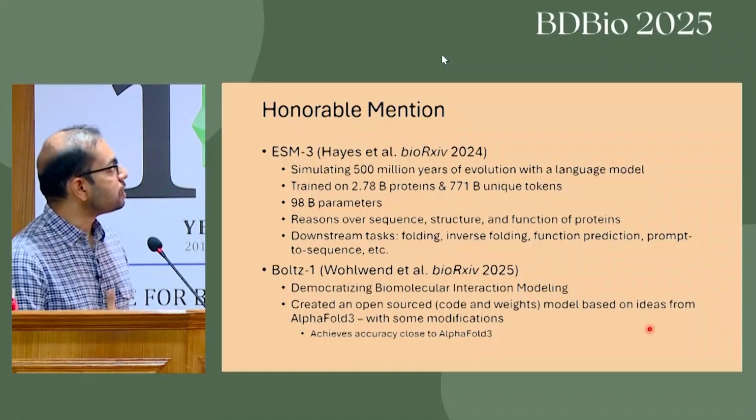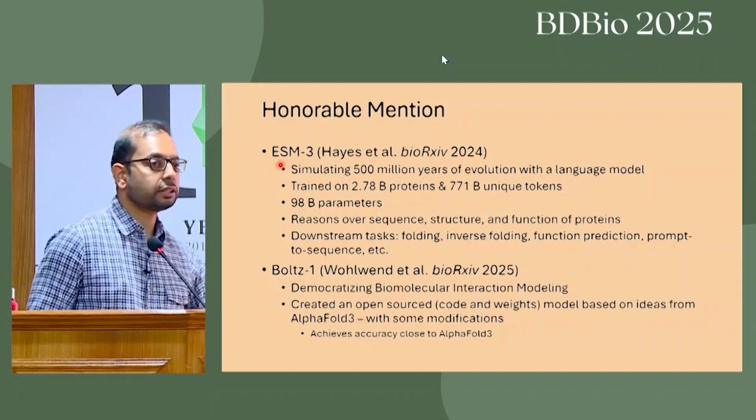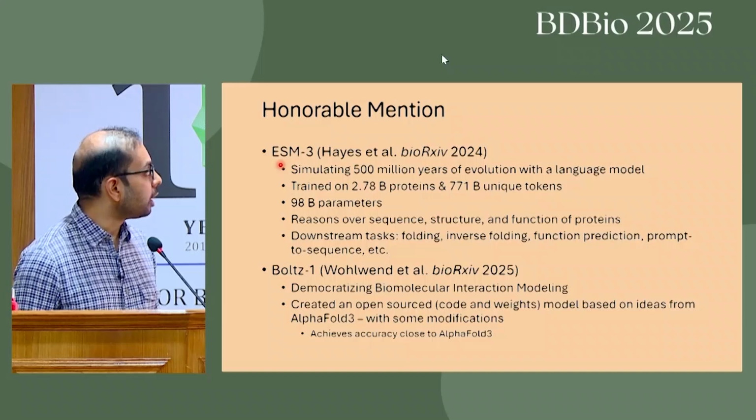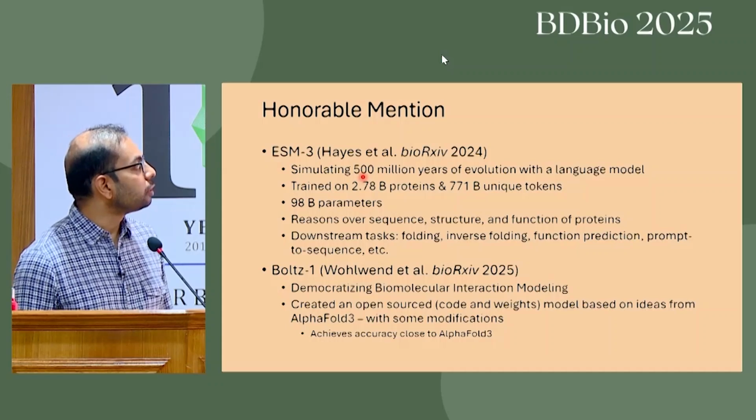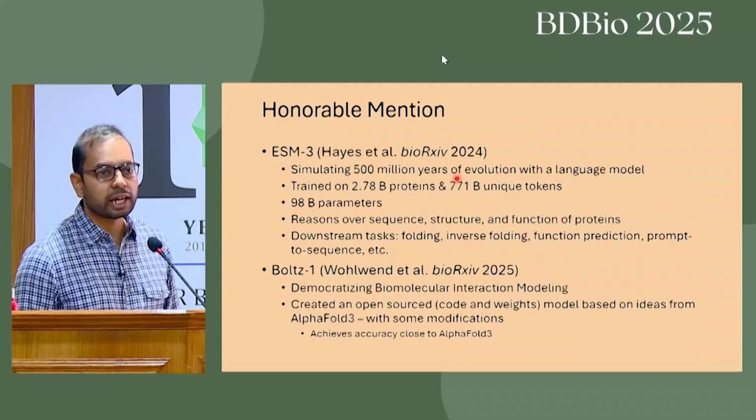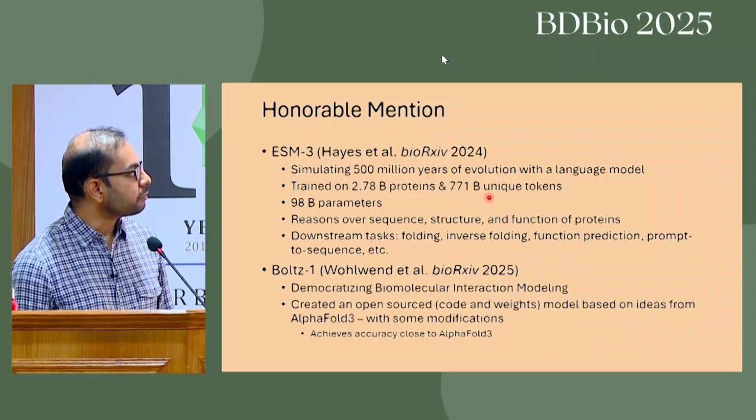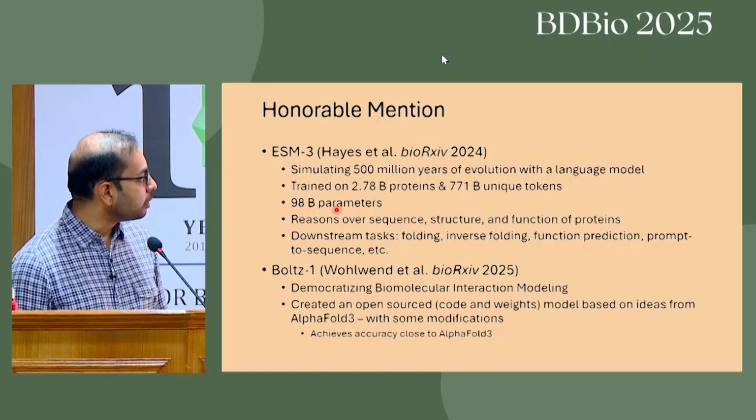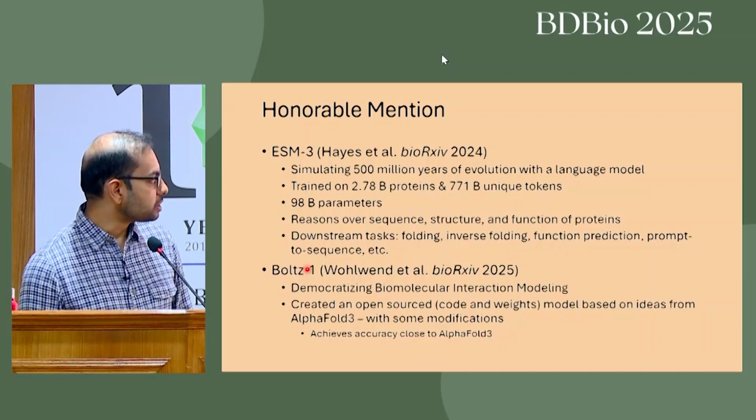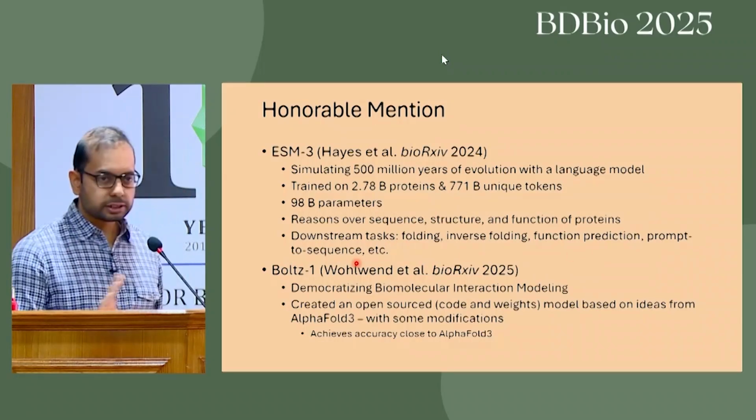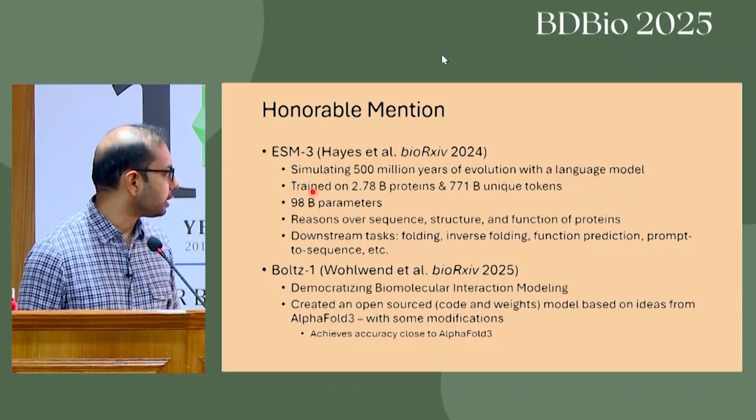And a few honorable mentions. So there is also ESM3. I talked about ESM2 earlier, and this is by far the biggest model ever trained, protein language model, foundation protein language model ever trained. It is claiming to simulate 500 million years of evolution with a language model. It is trained on 2.78 billion proteins, 777 billion unique tokens. It has 98 billion parameters. It reasons over sequence, structure, and function of proteins. It can do all of these downstream tasks. So it's again one of the most prominent, or the most prominent protein language model right now.